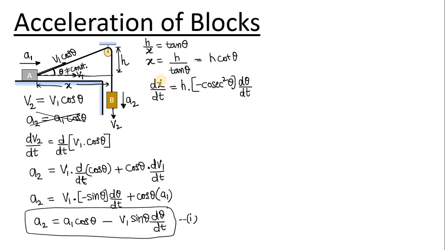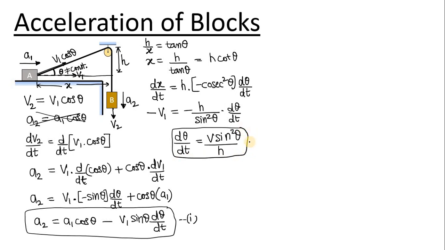This dx by dt is nothing but, again you see, x is a variable which is decreasing. So dx by dt should be negative, and it should be velocity v1, because rate of change of distance is velocity. So minus v1 is equal to minus h, and reciprocal of cosec square theta is sine square theta, put in the denominator here, into d theta by dt. So actually we are getting the value of d theta by dt as v1 into sine square theta divided by h. This value of d theta by dt we are going to substitute in the first equation here, and let's see what we get.